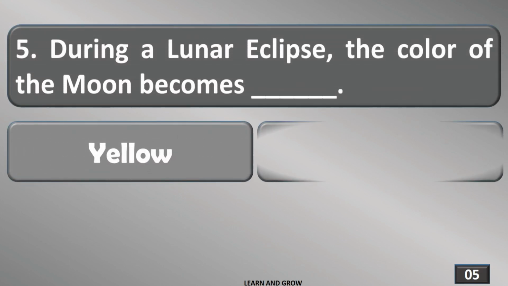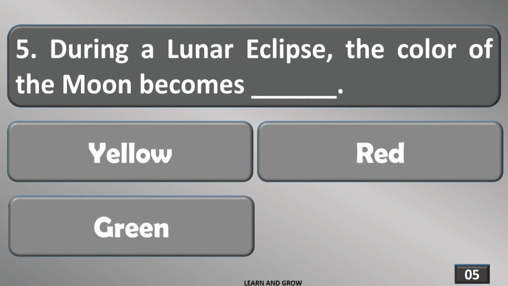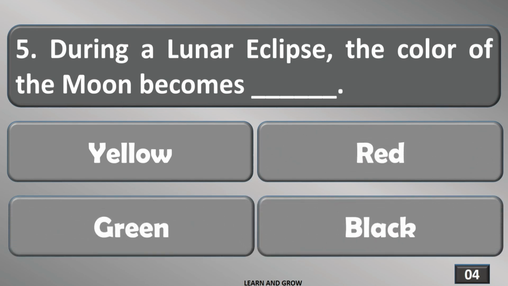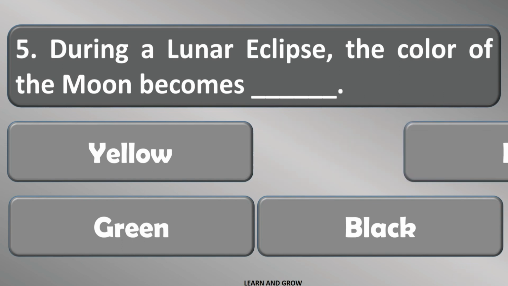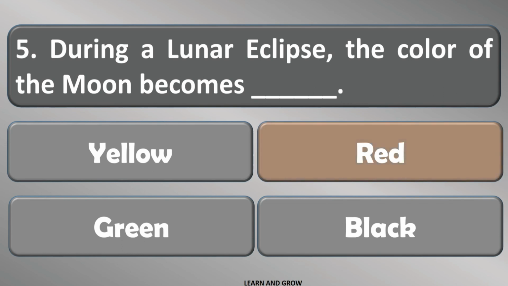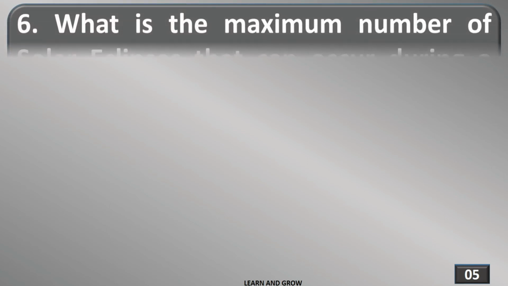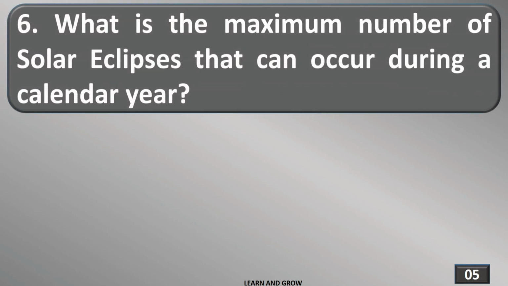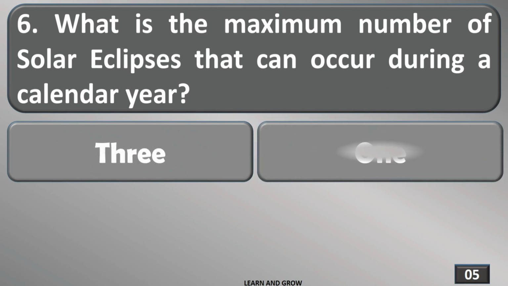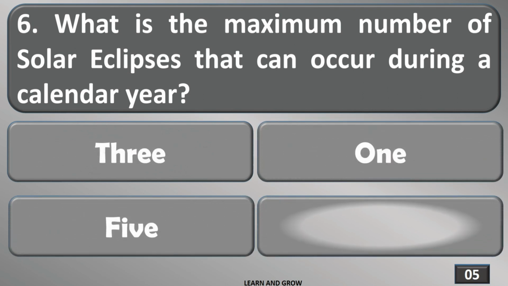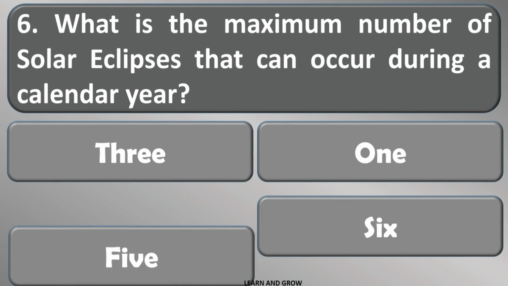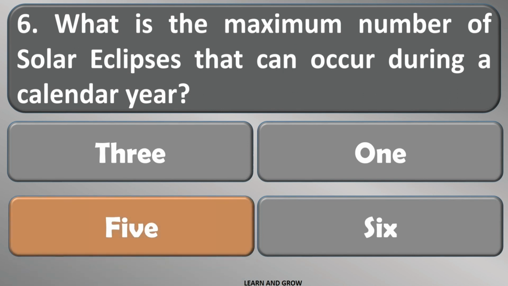During a lunar eclipse, the color of the moon becomes gap. The right answer is red. What is the maximum number of solar eclipses that can occur during a calendar year? The right answer is 5.